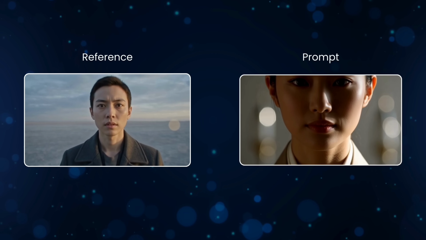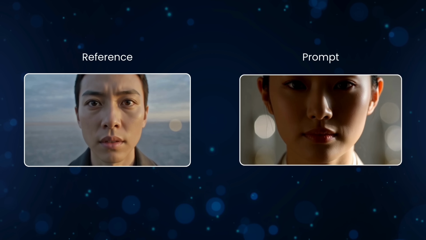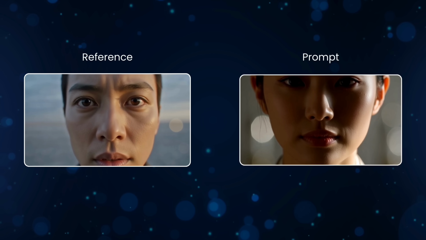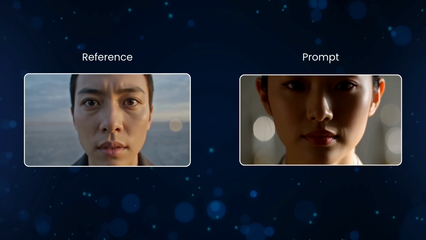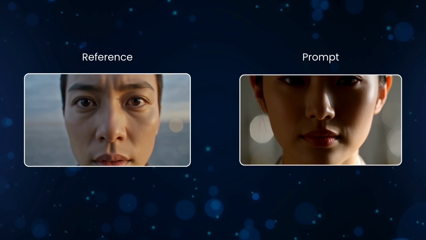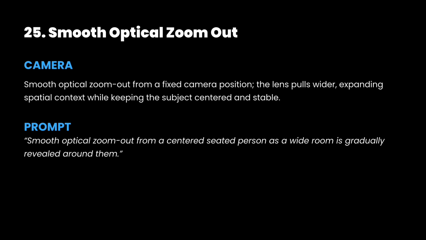This is a static camera with a controlled lens zoom that tightens the frame without physical movement. It's effective because it draws the viewer inward psychologically, intensifying intimacy while subtly isolating the subject from their surroundings. Number 25.